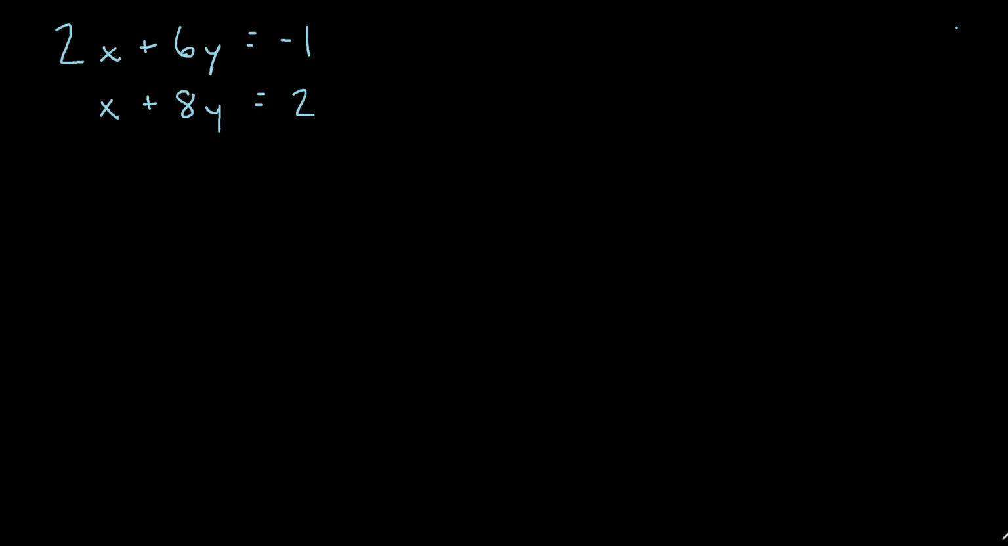In this video, we'll talk about how to use Cramer's rule to solve a system of two equations. So let's consider the following example. We have 2x plus 6y is equal to -1, and x plus 8y is equal to 2. So Cramer's rule says, here's what we can do.